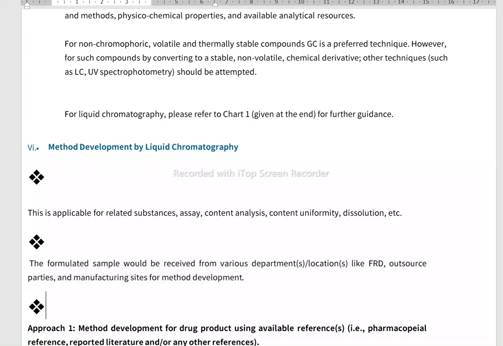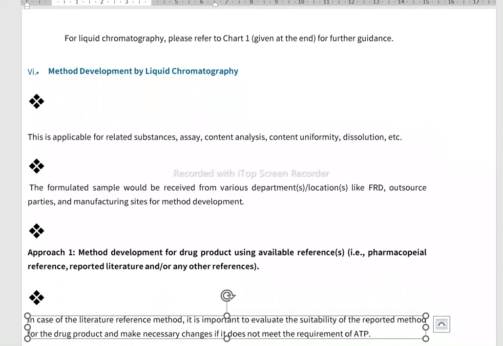Approach 1: method development for drug product or drug substance using available references, that is pharmacopoeial references, reported literature, or any other references that are present. The first approach is, if you perform a literature search and you find some literature which has a method, it may be pharmacopoeial, non-pharmacopoeial or any other.